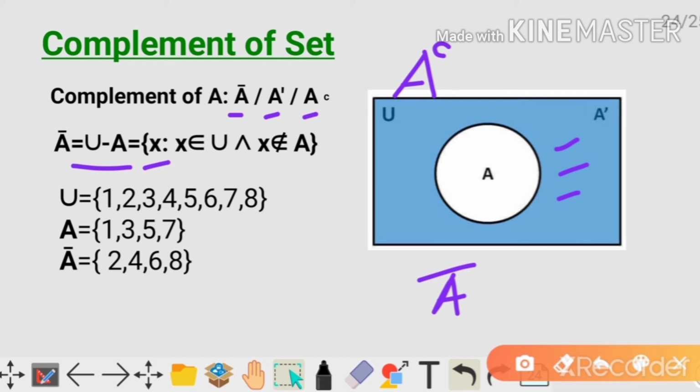Here I have taken a universal set, which contains 8 elements, 1 2 3 4 5 6 7 8, and the set A contains 4 elements, 1 3 5 7. So it's simple. The difference of the universal set and A will be 2 4 6 8, because we have just discussed the difference of two sets. So that is called the complement of A.